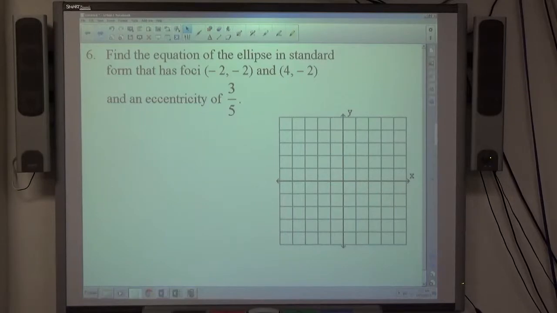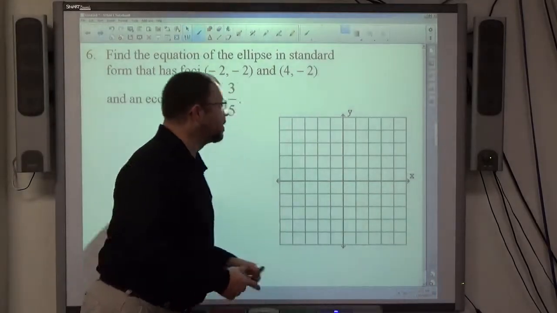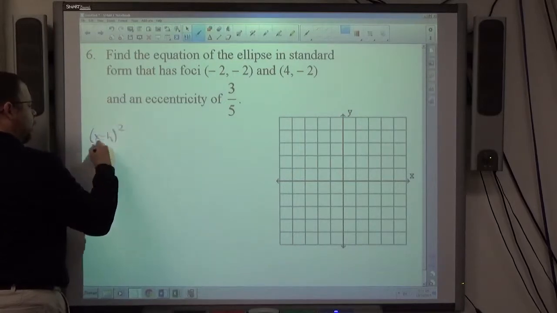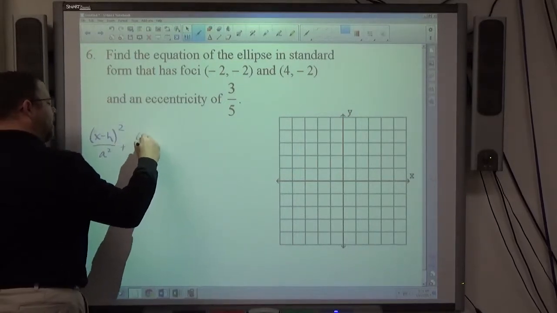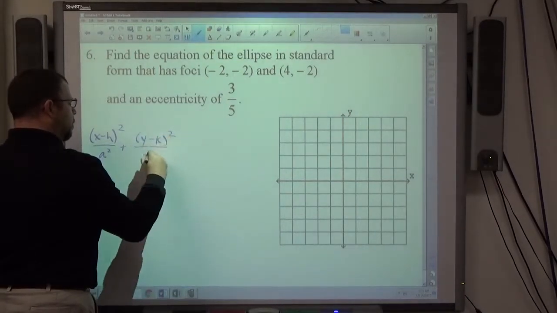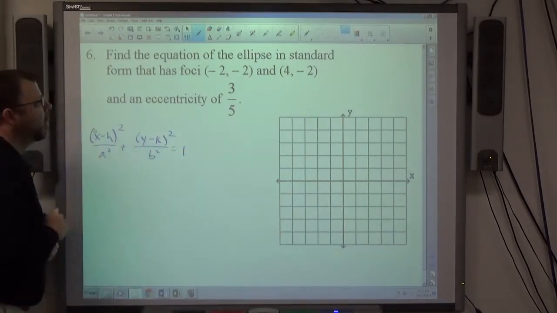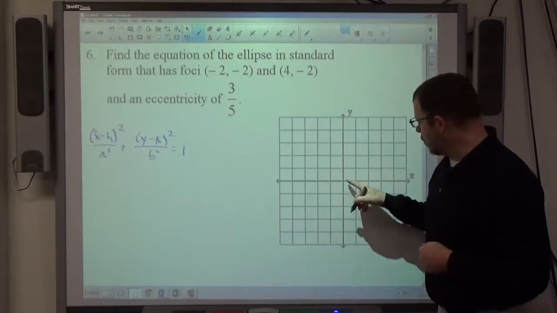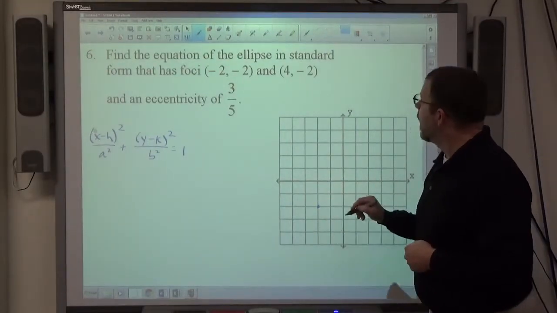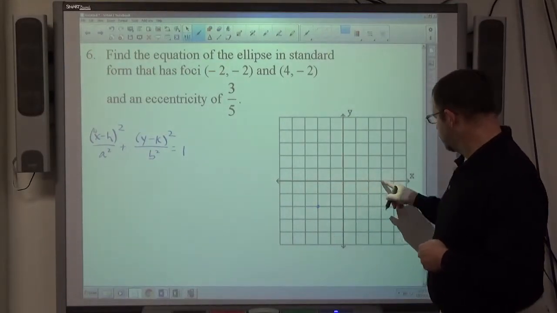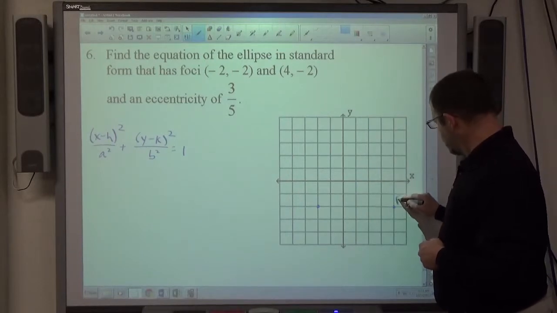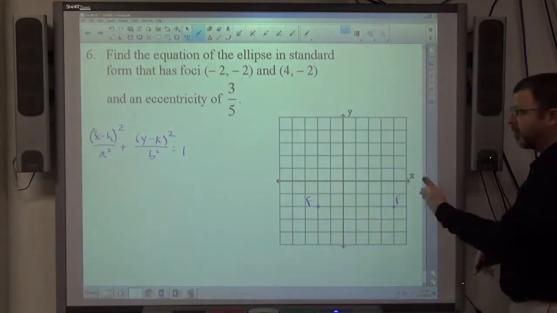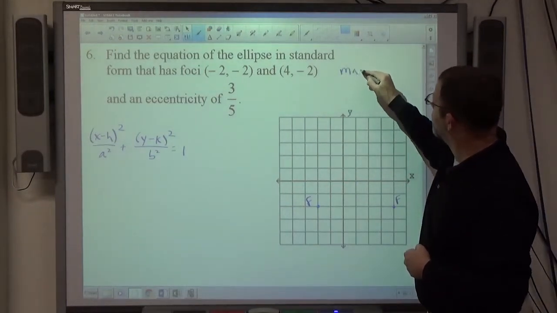Number 6, find the equation of the ellipse in standard form. So once again, standard form of the ellipse equation is going to be x minus h the quantity squared over a squared plus y minus k the quantity squared over b squared is equal to 1. This time we have foci of -2, -2, and 4, -2. Okay, that immediately tells me that its major axis is horizontal.